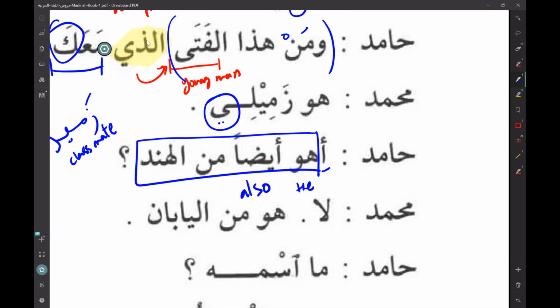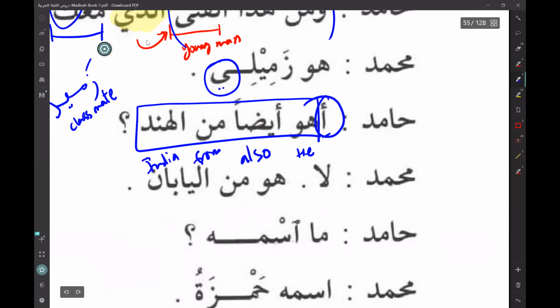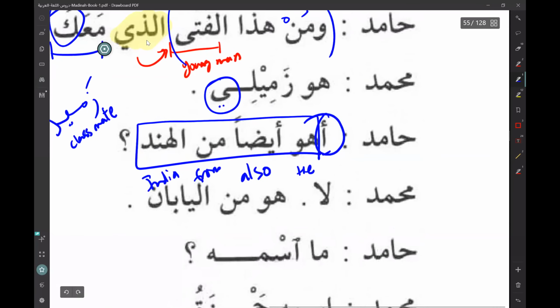He is also from India. Okay, now you have a statement. He is also from India. But when you add this hamza, now you're asking: is he also from India? Something that was a statement now becomes a question. In English, we have to change the structure of the sentence, but in Arabic, we don't have to change anything. We don't have to touch this sentence at all. We just bring hamza.